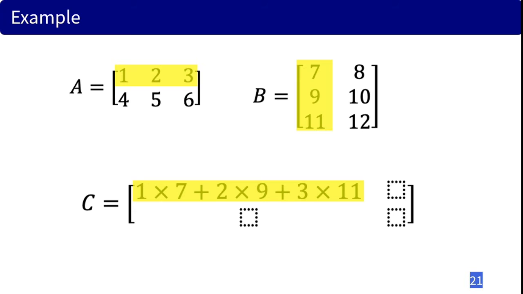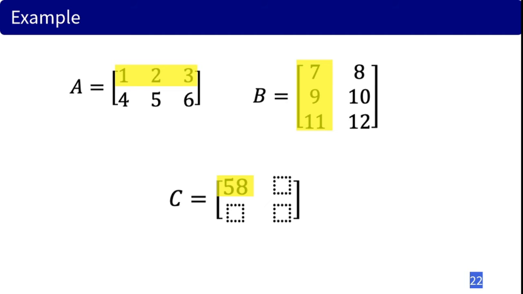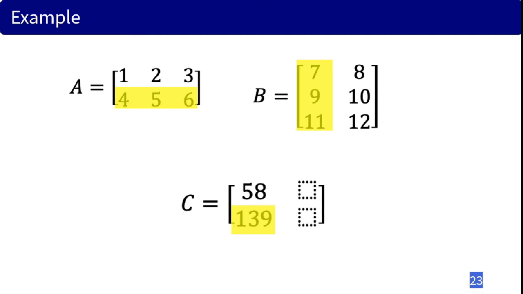The first row of A is multiplied with the first column of B. Okay, so we get the elements of the first row of A, such as the elements 1, 2, and 3, multiplied with the elements of the first column of B, such that the first element of the product matrix is the summation of the products of the corresponding elements, such as 1 times 7 plus 2 times 9 plus 3 times 11. Here we get 58. Okay. For the next step, we will consider the second row of A, and this is multiplied, still with the first column of B.